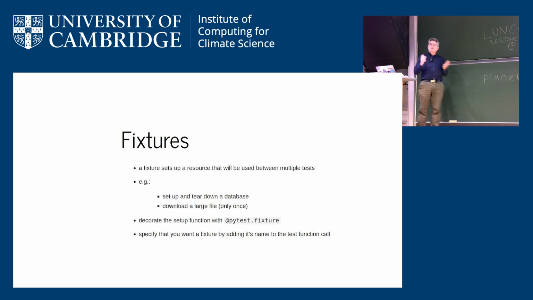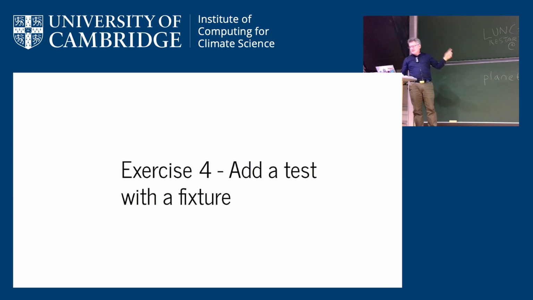To do that, you write a function to do whatever setup you want, and you decorate it with @pytest.fixture. Then when you want to use that fixture in a test, you have def test_whatever your test name is, and in the round brackets you put the name of the fixture, whatever you called it. The exercise I haven't written here, but we go to the source code.